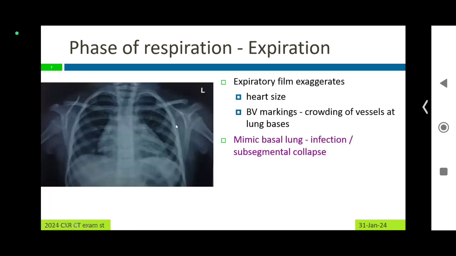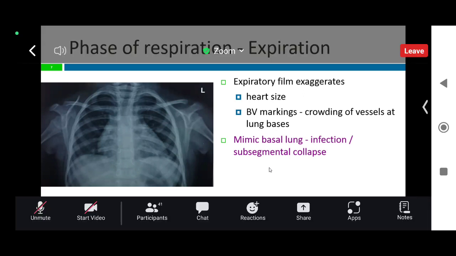This is what I said. If it is going to be an expiratory film, the heart will appear large and the lung fields, the lung parenchyma, the lung volume will be smaller. So we will think that there is something like atelectasis or infection, even when there is no atelectasis or subsegmental collapse, because there will be crowding of the bronchovascular markings.